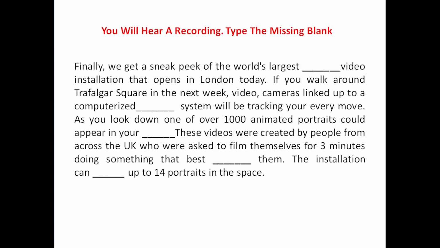Finally, we get a sneak peek of the world's largest interactive video installation that opens in London today. If you walk around Trafalgar Square in the next week, video cameras linked up to a computerized surveillance system will be tracking your every move. As you look down, one of over 1,000 animated portraits could appear in your shadow. These videos were created by people from across the UK who were asked to film themselves for 3 minutes doing something that best represents them. The installation can project up to 14 portraits in the space.